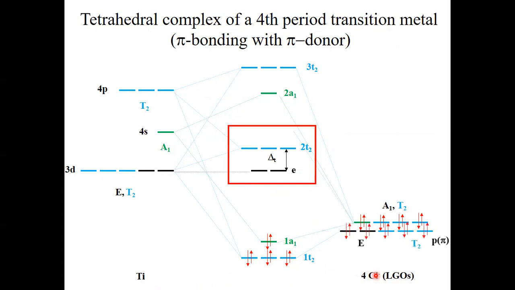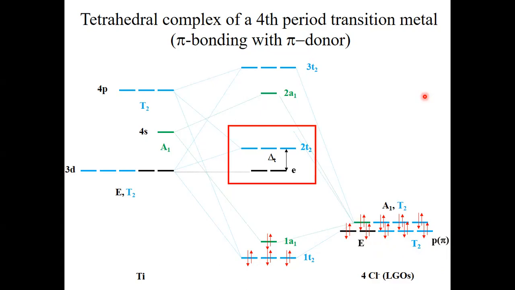So in this case, we would have to add the ligand group orbitals of E and T2 symmetry, which are made from the bonding pi orbitals, not the pi star orbitals. And that, of course, now means that these ligand group orbitals are full with electrons. We would not consider the pi star orbitals because they would be considered energetically too high.